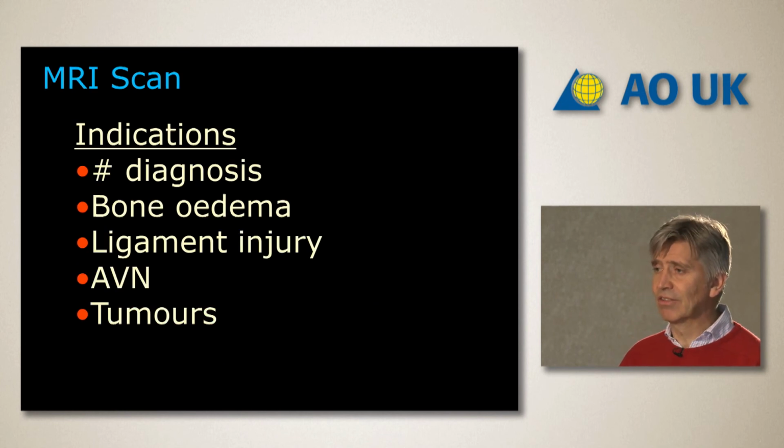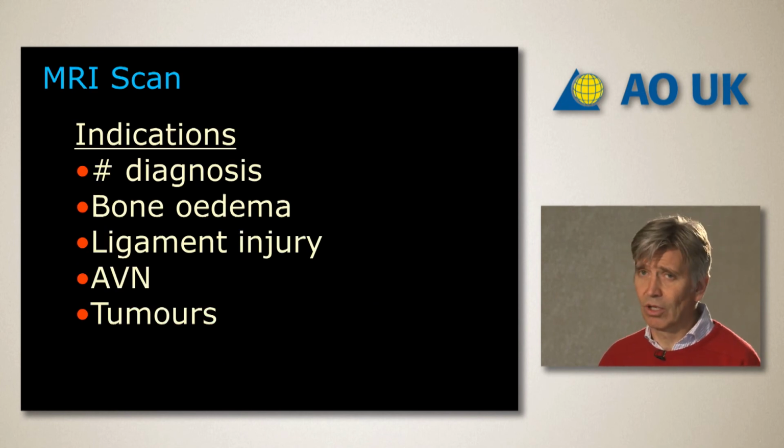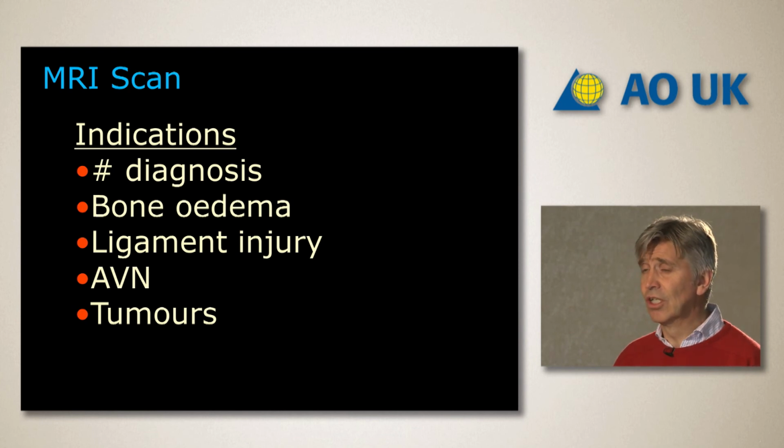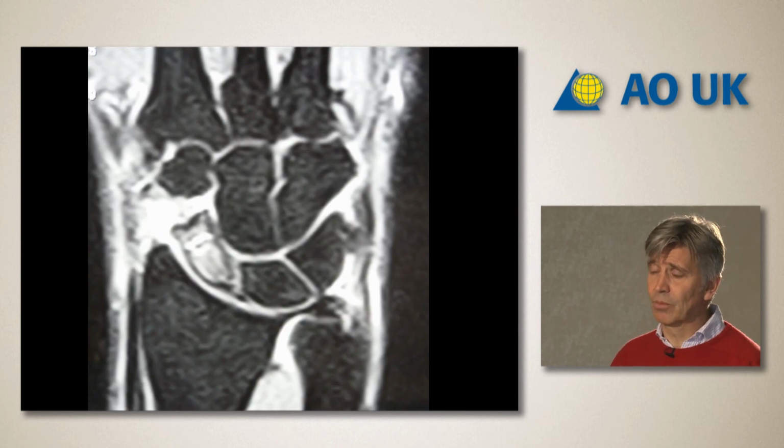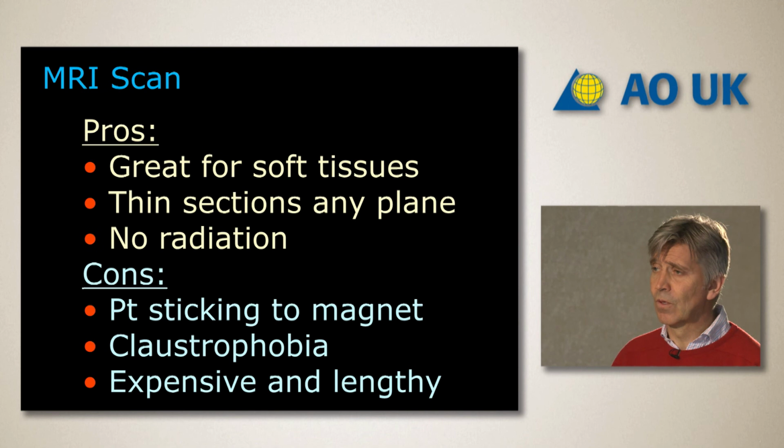The MRI scan has indications for fracture diagnosis. I use it quite a lot in diagnosing scaphoid fractures. Bone edema, ligamentous injury, AVN and tumours. That's an example of a scaphoid fracture on an MRI. Pros, it's great for soft tissues. It gives you thin sections in any plane and there's no radiation.